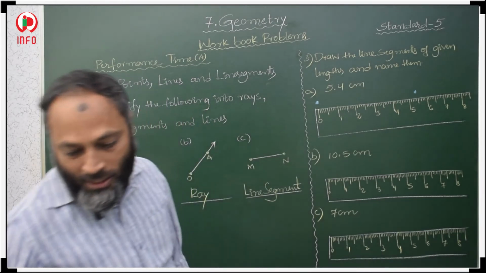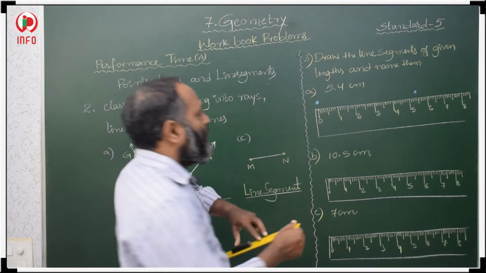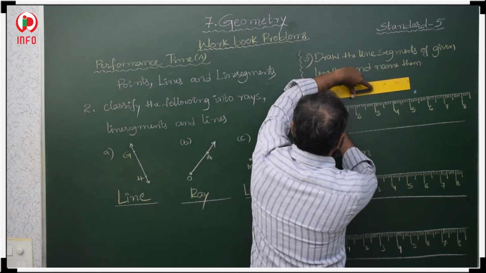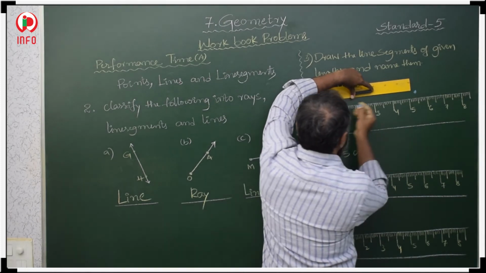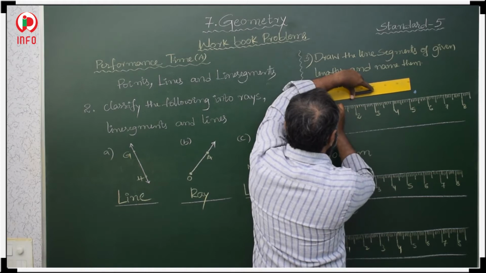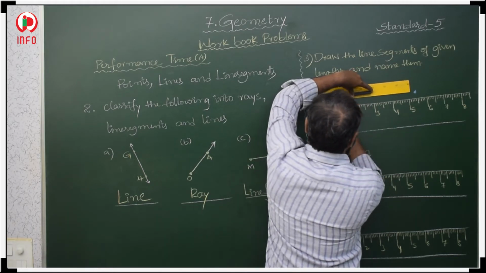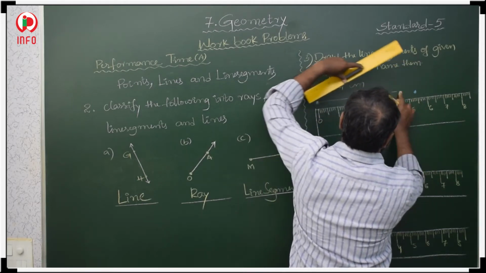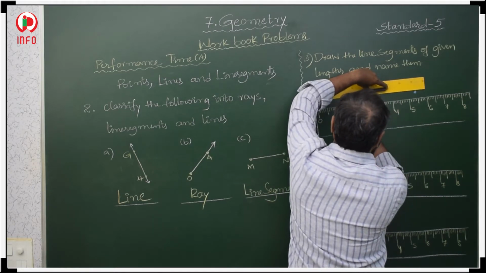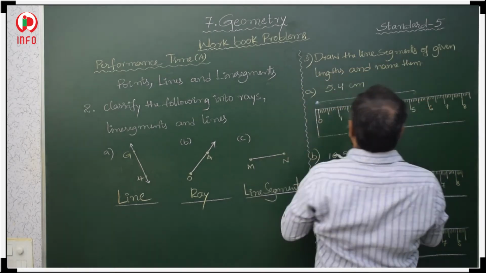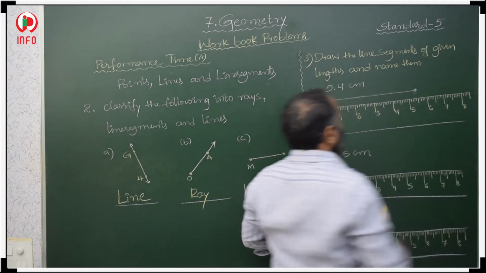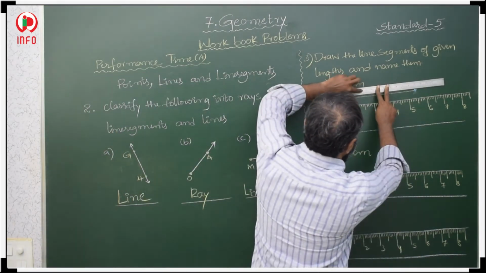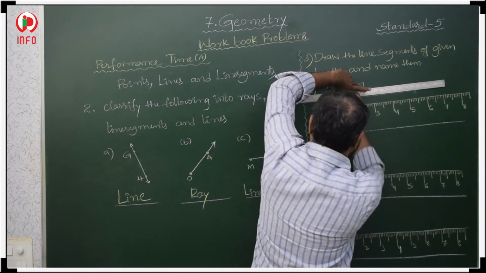Now you join these points with a ruler, okay. Don't join with your free hand, join with a ruler. This is a line segment. So we have to draw with a ruler, okay.